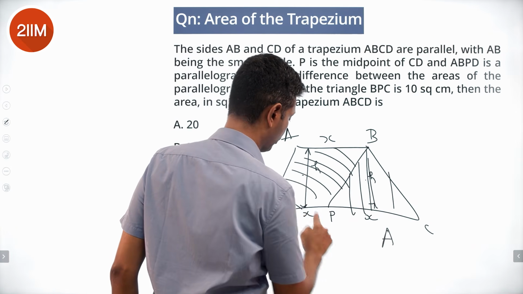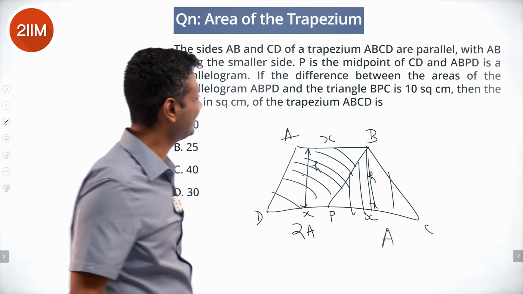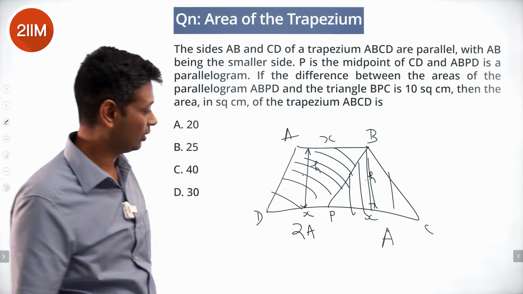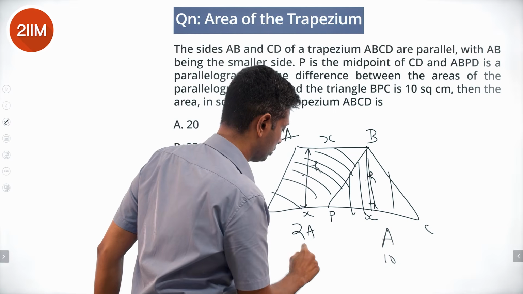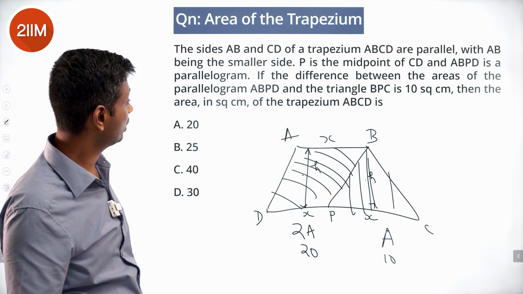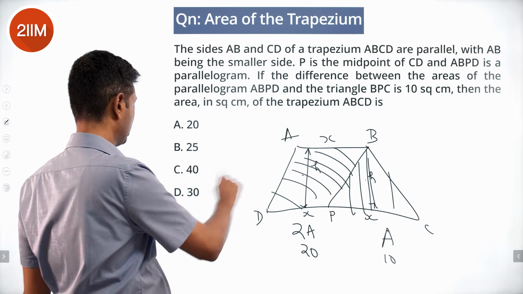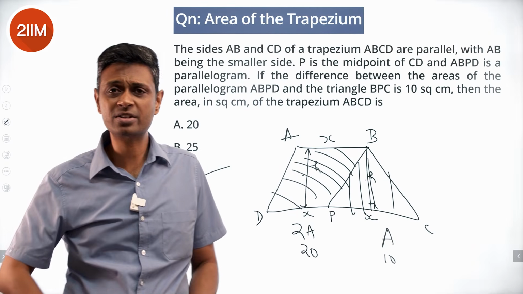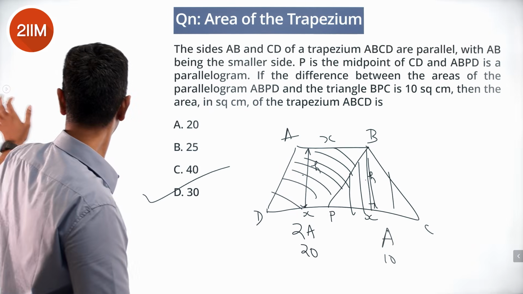This area is A, this area will be 2A. The difference is 10, so A is 10, this is 20. 20 minus 10 is 10. Then the area in square centimeters for trapezium ABCD is 20 plus 10, 30. Lovely, easy question. Just knock it out of the park.